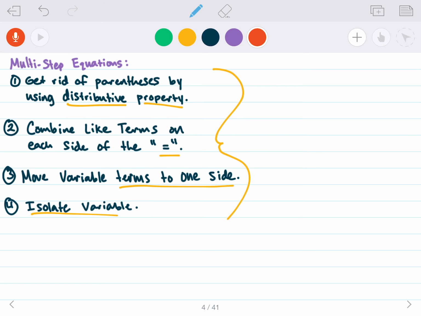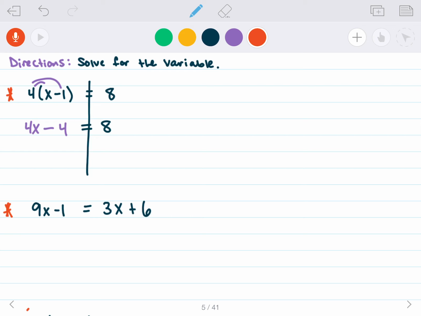Step 3, move variable terms to one side. So I'm going to leave the x's on the left side, and I'm going to move everything else over to the right side. Okay, so I'm going to go ahead and undo subtraction by 4 by adding 4 to both sides. And I'm left with 4x is equal to 8 and 4 make 12. Okay, so I moved my variable to one side, which is the left side, and everything else went to the right side. So I technically moved the constants over, but the point is you want your variable on one side, your constants on the other side.